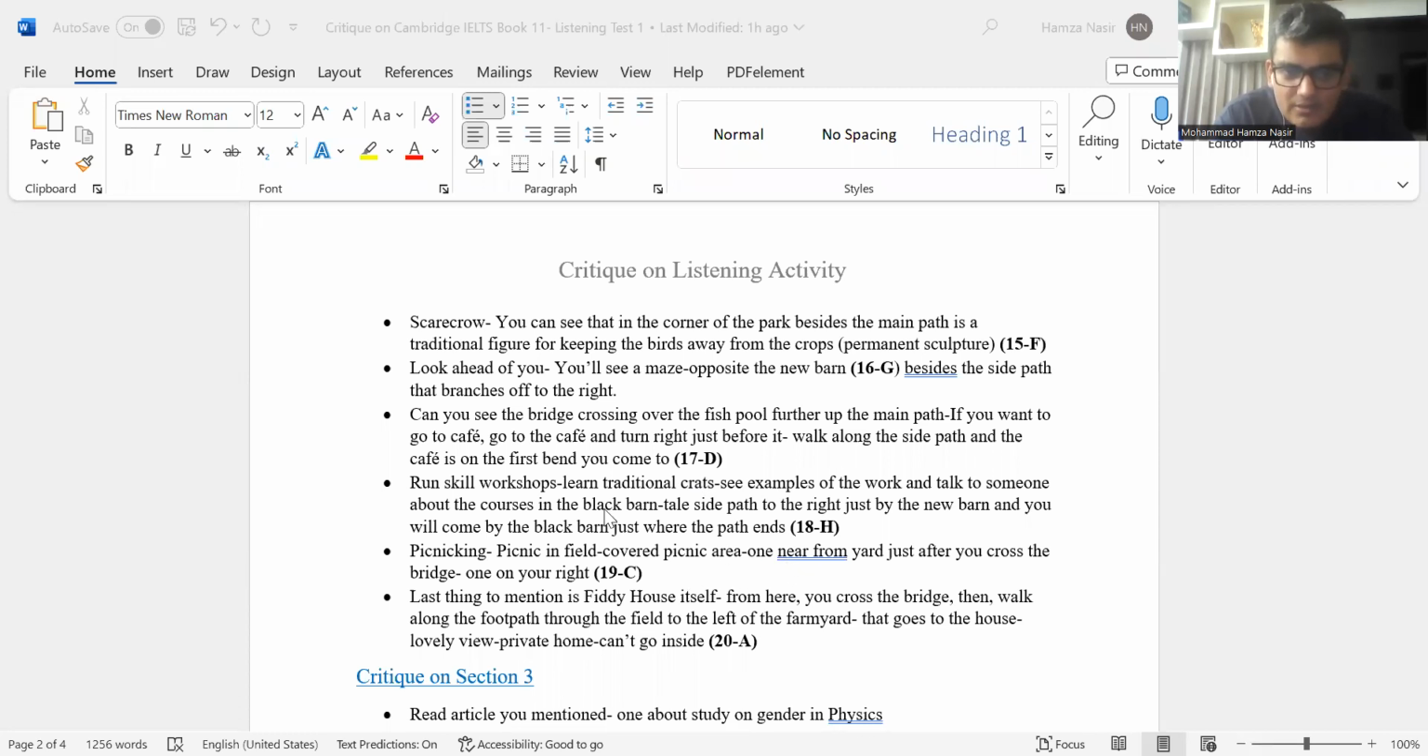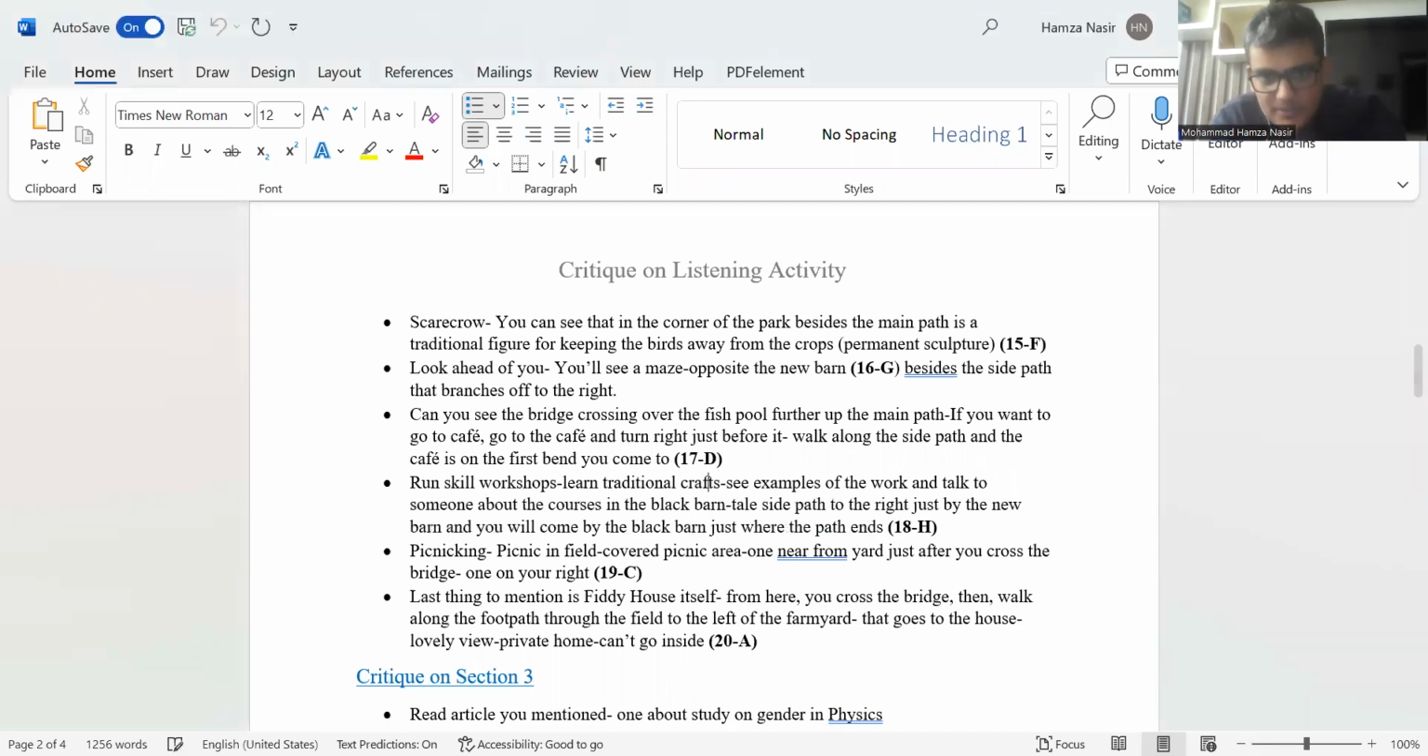Next up, they talk about skill workshops, learn traditional crafts. Apologies, I did not spell that properly. In fact, I'm just going to make that change right now. You can see examples of the work and talk to someone about the courses in the black barn. Take the side path to the right, just by the new barn, and you'll come to the black barn just where the path ends. Okay. So what they're saying is, take the side path to the right, just by the new barn, and you will come to the black barn where the path ends.